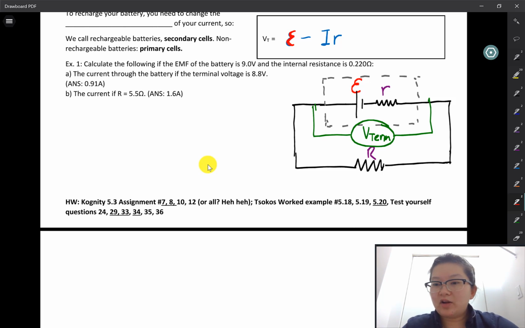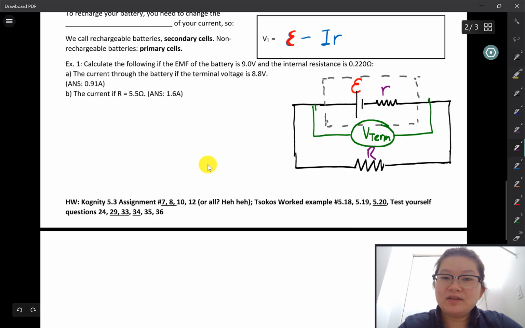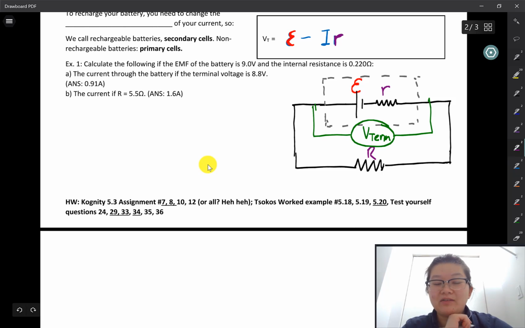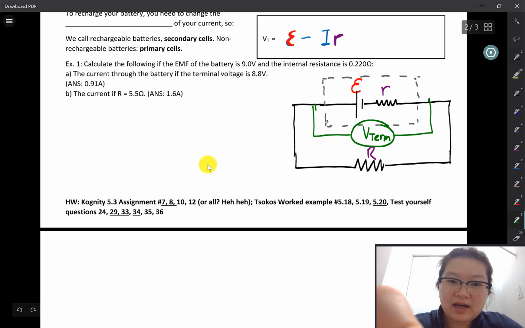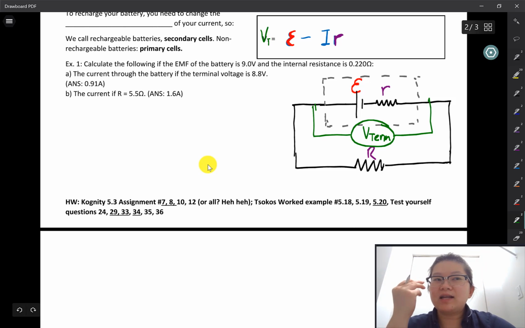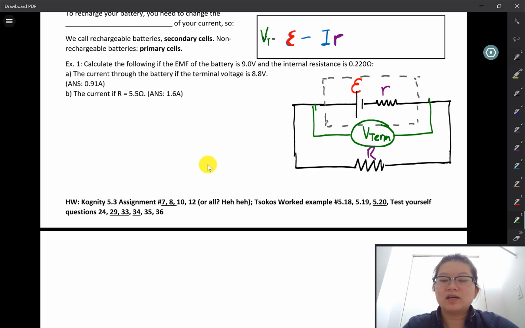Here we have a diagram inside. We have this little r. This little r here is the internal resistor of the battery itself. And then here we have the terminal voltage, which is in green. If you imagine it, this is basically the voltage that is supplied to the rest of the circuit. It's available for the rest of the circuit.